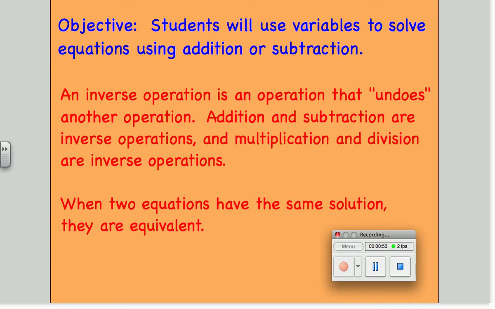Multiplication and division are also inverse operations because we use multiplication to undo division, and we use division to undo multiplication. When two equations have the same solution, they are equal or equivalent. Okay, and I'm going to point more of this out when we start doing work together. Okay, next slide.